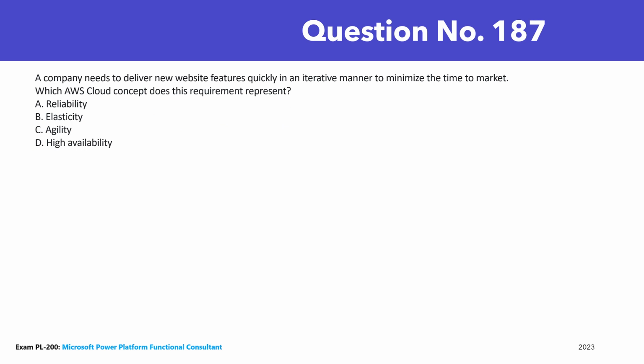A company needs to deliver new website features quickly in an iterative manner to minimize the time to market. Which AWS Cloud concept does this requirement represent? A. Reliability. B. Elasticity. C. Agility. D. High availability. Correct answer, C.